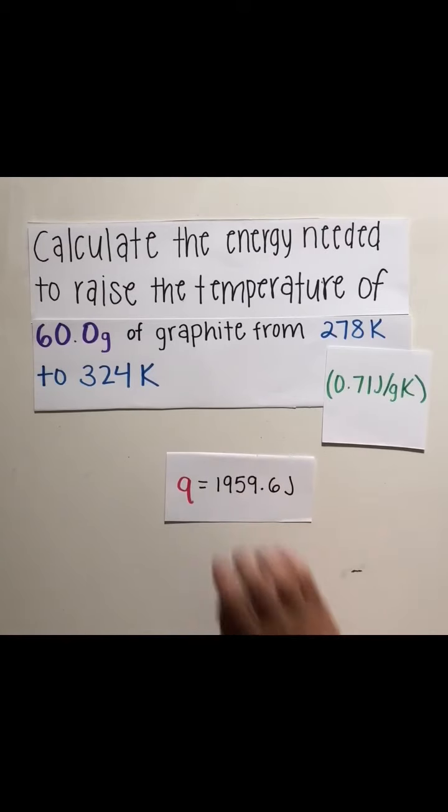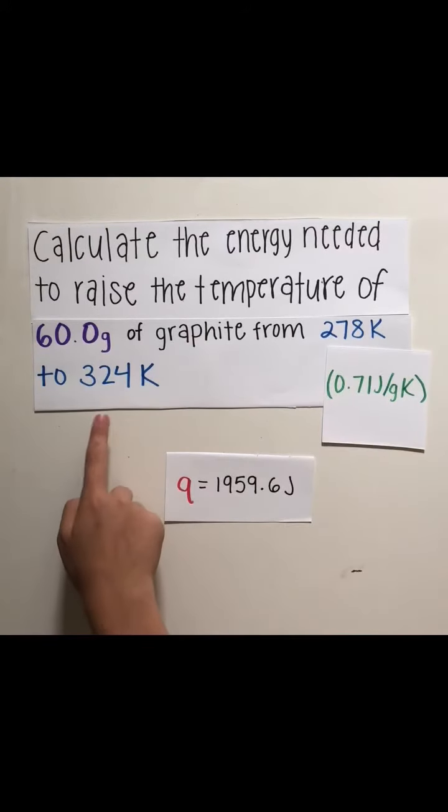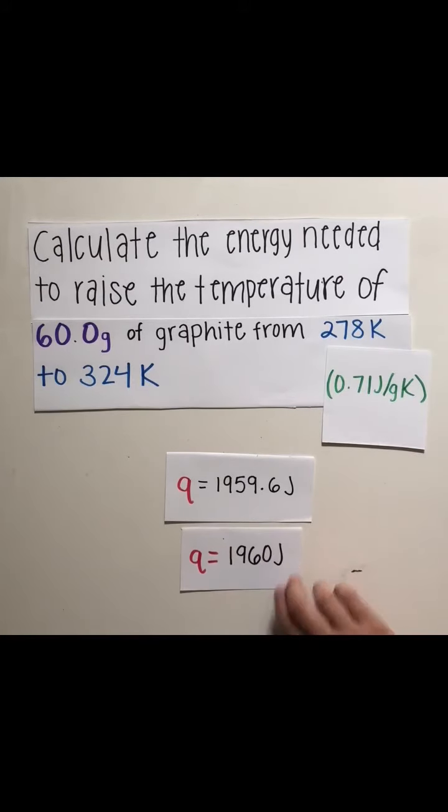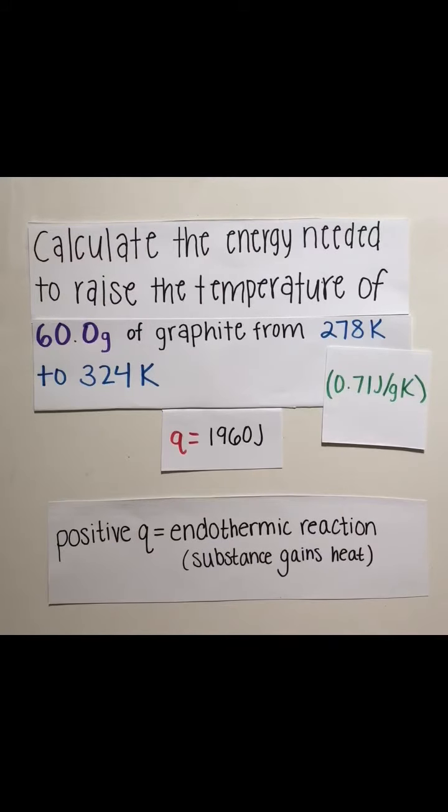Your Q should equal 1,959.6 joules, but there are three significant figures in this problem from the 60 grams, the 278 kelvins, and the 324 kelvins, so your final answer should actually be 1,960 joules. In this problem, since Q is positive, the reaction is endothermic. This means that heat was gained during the reaction.